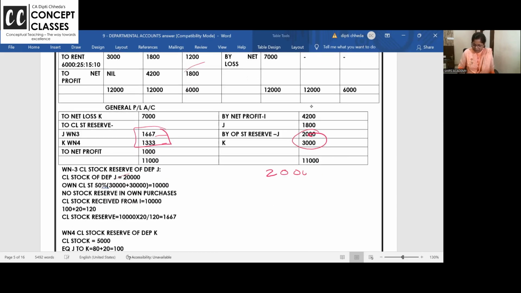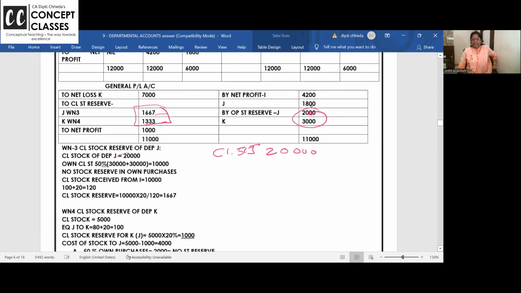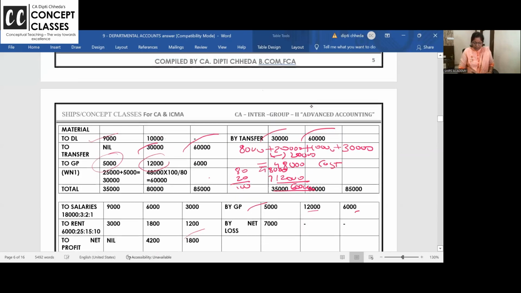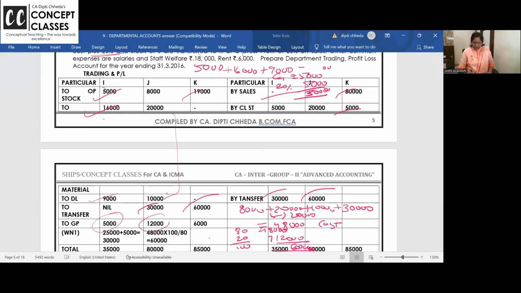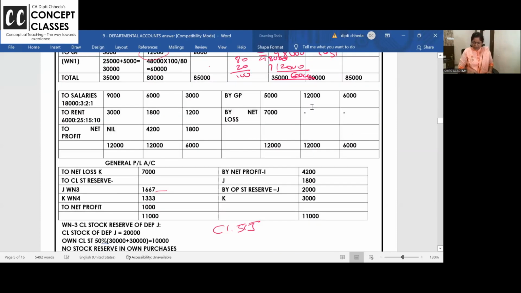ये देखो. J का closing stock कितना है? 20,000, है ना? In that, how much is J's own stock purchase? Because own stock purchase will always be at cost. And how much is received from I? That's not given in the problem. I का कितना stock J के पास पड़ा है, उसके closing stock में ये नहीं दिया है. तो अब J क्या करेगा? It will assume 50% own purchases. ये देखो, है ना? Own purchases 20 और labor 10. और 30,000 जो है वो ट्रांसफर है.